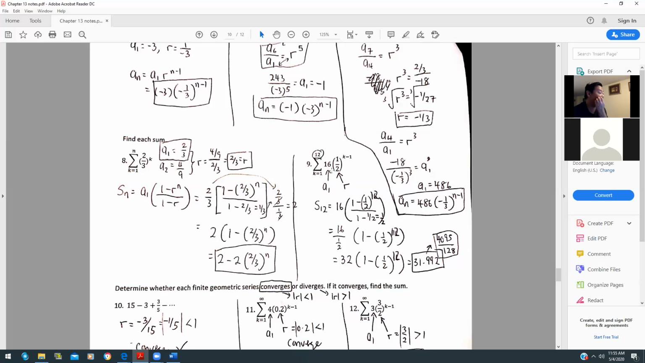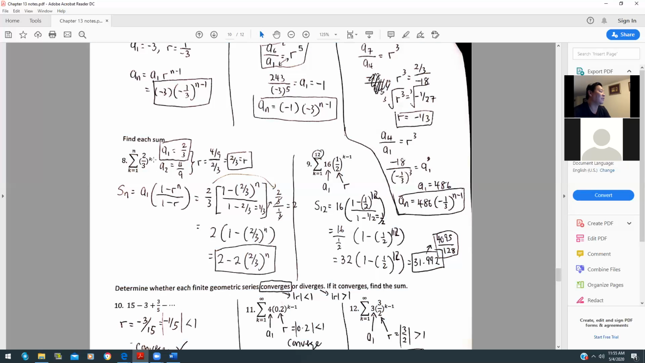So if you have such a case, if a question gives you something in this format where you have a k minus 1 on top, this is 1, automatically the 16 is your A1 and the half is your R. Okay, so if you have this, you can automatically use that. The reason why we cannot use that in question 8 is because your k here is not k minus 1.